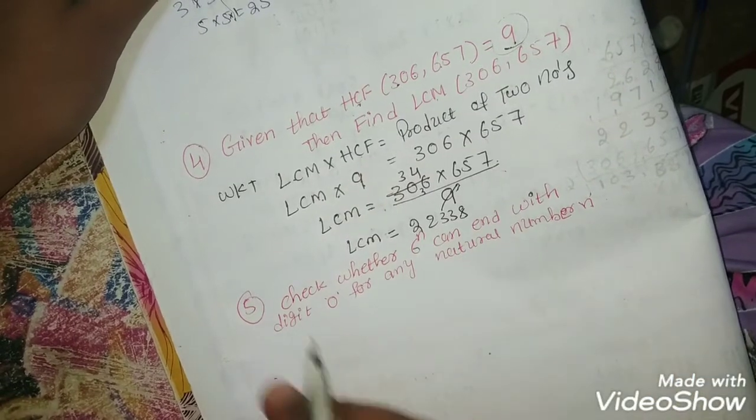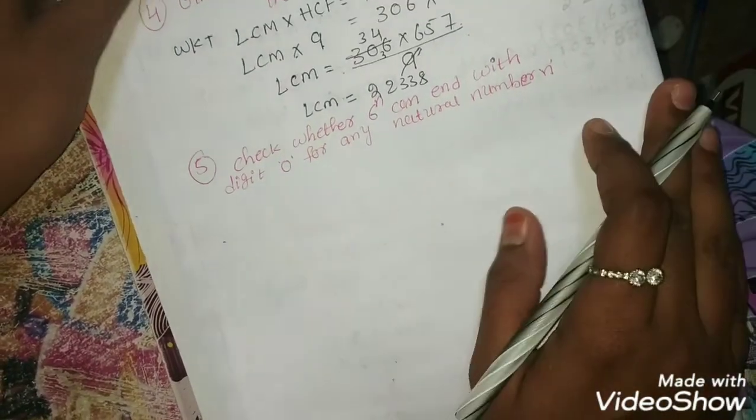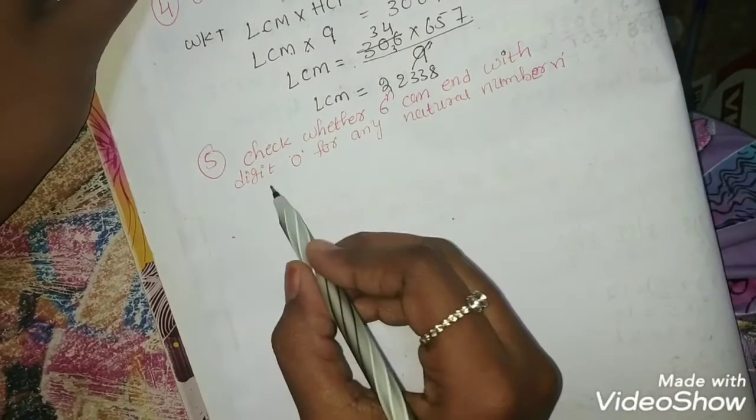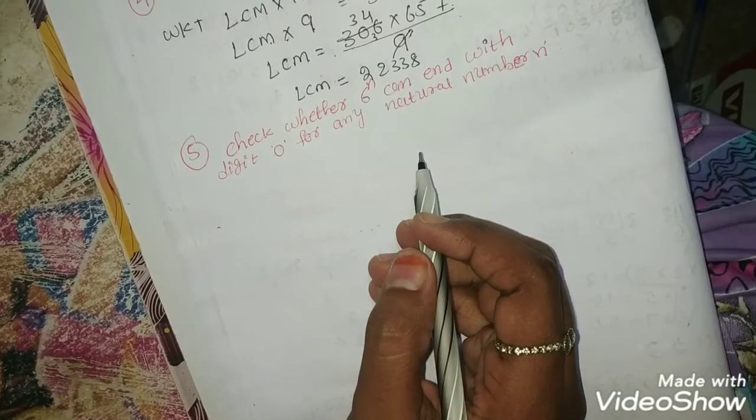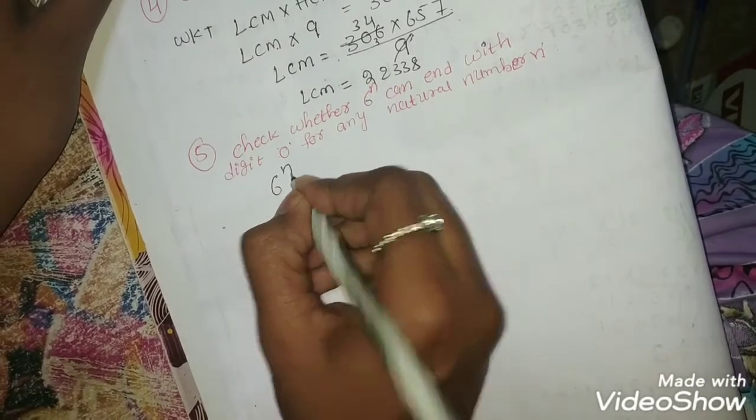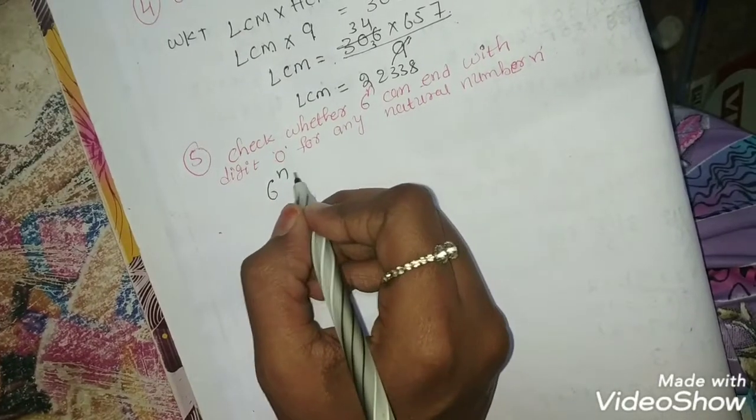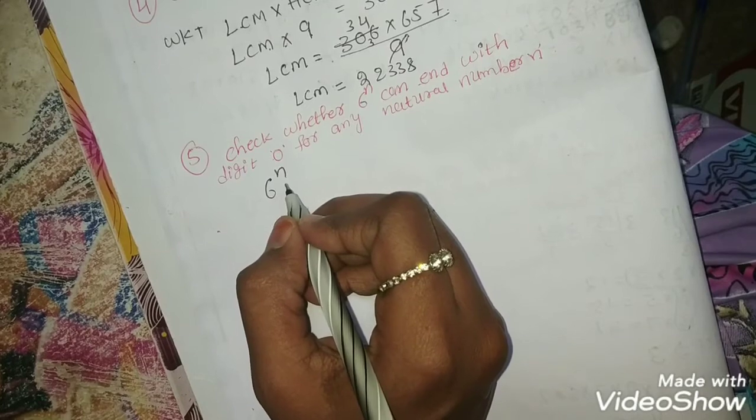No problem. Understand? And coming to the fifth question, what they have given here: check whether 6 power n can end with the digit 0 for any natural number n. What he is saying is, can 6 power n end with the digit 0? Does it end with any digit 0? It is impossible, guys.